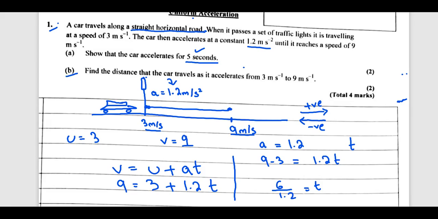The second question says, find the distance that the car travels as it accelerates from 3 meters per second to 9 meters per second. Initially we were calculating the time taken. Now we need to calculate the distance. I want you to use the equations that we have discussed and calculate the distance the car would travel from 3 meters per second to 9 meters per second. If this point is A and this point is B, let's calculate the distance between these 2 points A and B, okay?